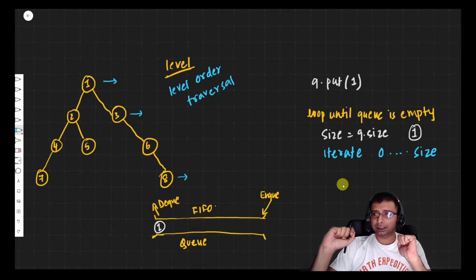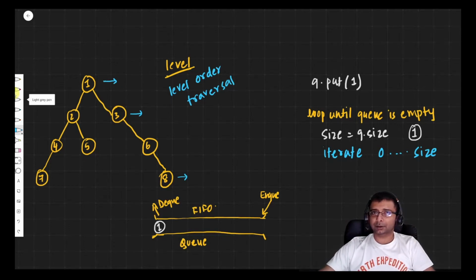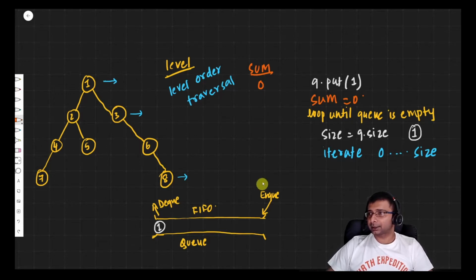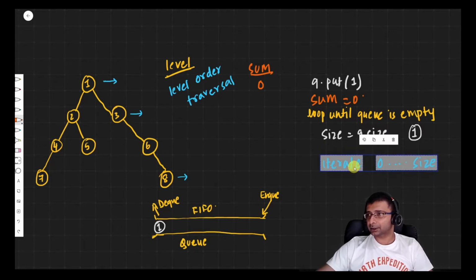Because there is only one element, I'm going to take that out and consider that this element belongs to this level. Since we are talking about a sum over here, let us put a sum and say the sum is equal to 0. So let's maintain the sum in our dry run example over here. Before we start to iterate, every time we are going to reinitialize this sum to 0. So let me get some space over here. Sum is equal to 0.